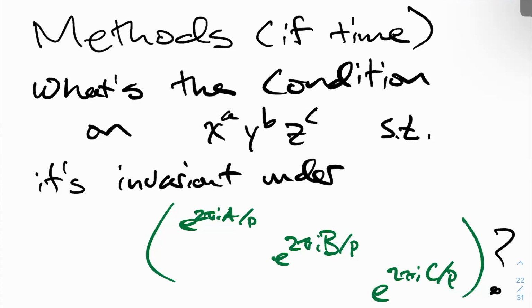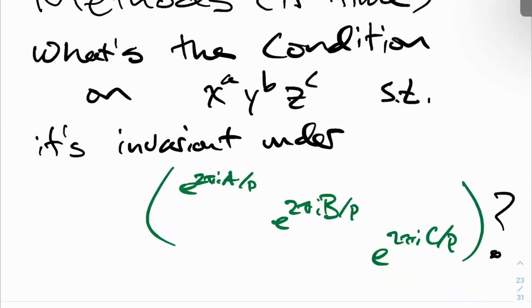So the invariants essentially form a sublattice of the integer lattice, and we can study the question that I've put in front of us by studying that lattice. So here are the details. What's the condition on a monomial that says that it's invariant under this group action?